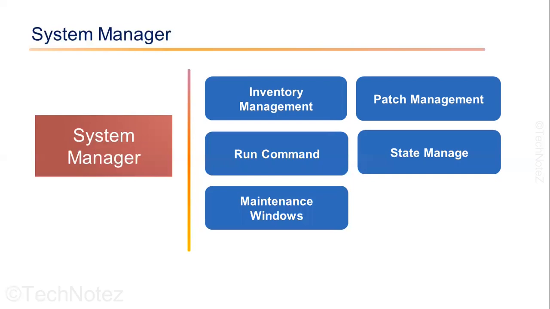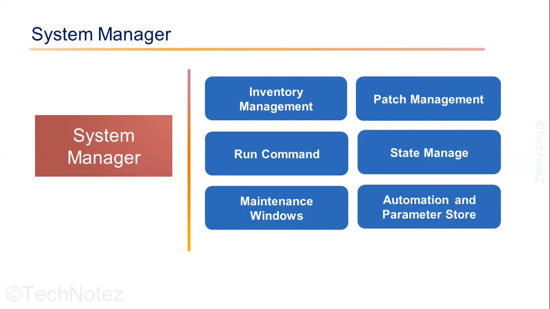Maintenance Windows enable you to define a window of time for scheduled maintenance tasks such as patching and rebooting the instances. Automation enables you to create and run automation workflows that perform common operational tasks. And Parameter Store enables you to securely store and manage secrets, configuration data, and other frequently used parameters.